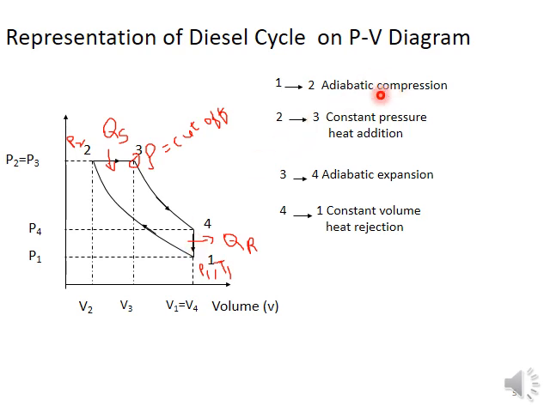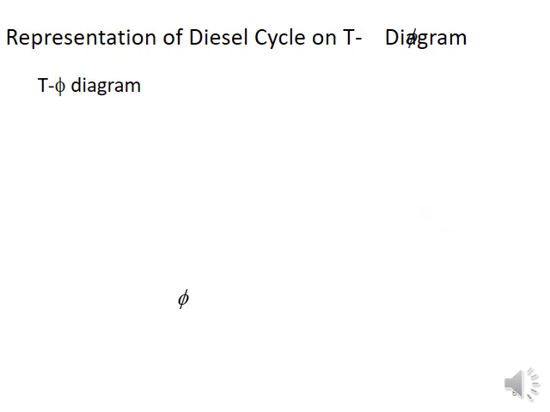So these are the 4 processes. 1 to 2 is adiabatic compression, 2 to 3 is constant pressure heat addition, 3 to 4 is adiabatic expansion, and 4 to 1 is constant volume heat rejection. Point 3 is called the cutoff point. I will explain this once again with the graph of the PV diagram.